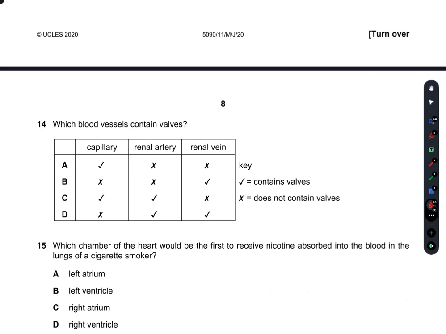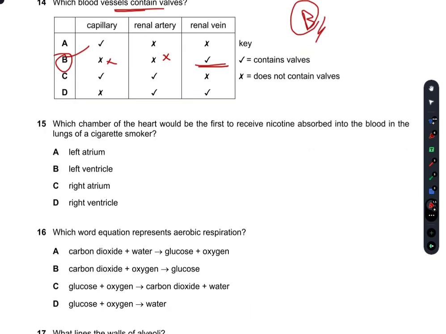Which blood vessels contain valves? So capillaries do not contain valves. Arteries again do not contain valves, whereas veins do contain valves. So B is the right answer.